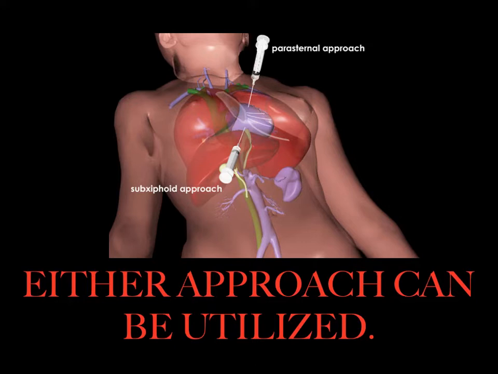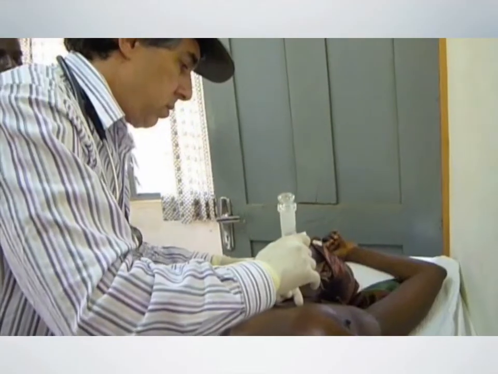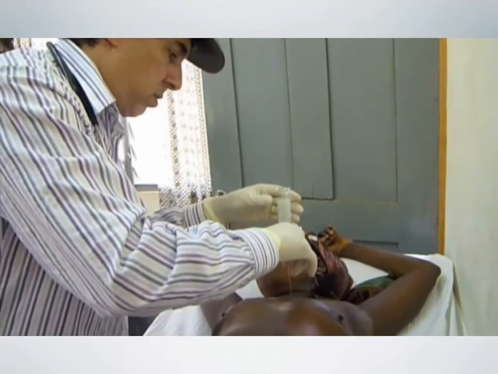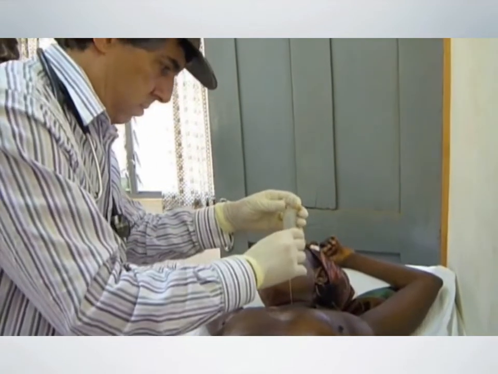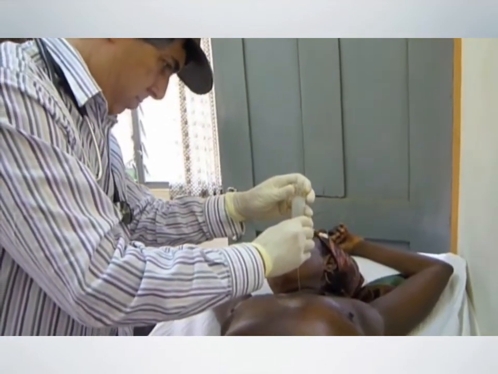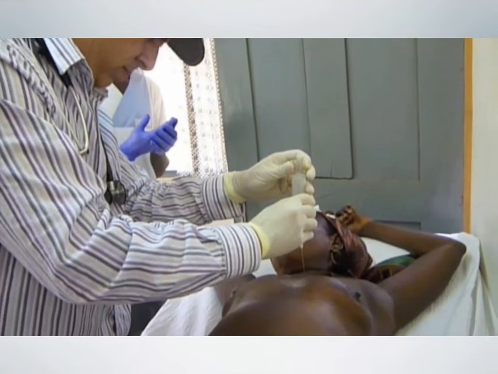So there are two approaches that can be used to drain the fluid and do a pericardiocentesis. One is the traditional subxiphoid approach, and another is the parasternal approach. And here I am performing the parasternal approach on this patient.